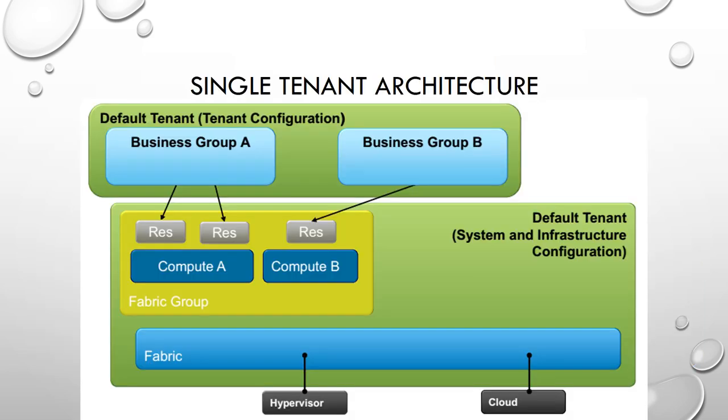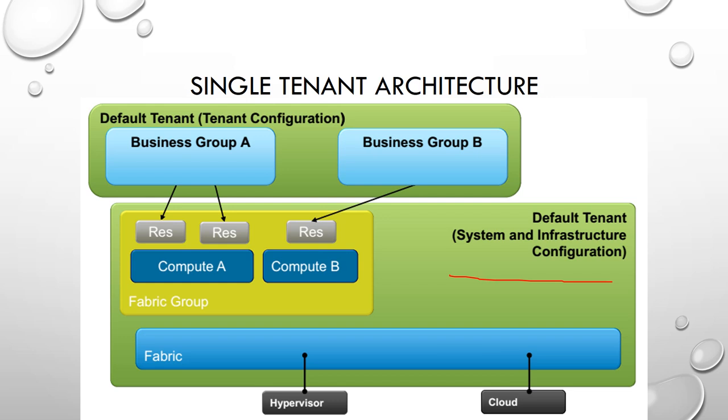First up, we have the single tenant architecture. In this, all the configuration will take place in the default tenant. All the users will log into the vRealize automation portal through the same URL, but the view of the portal will be different for each user based on the roles assigned to their accounts. The single tenant architecture is the easiest one to set up, and it's especially suitable for small and medium-sized organizations.